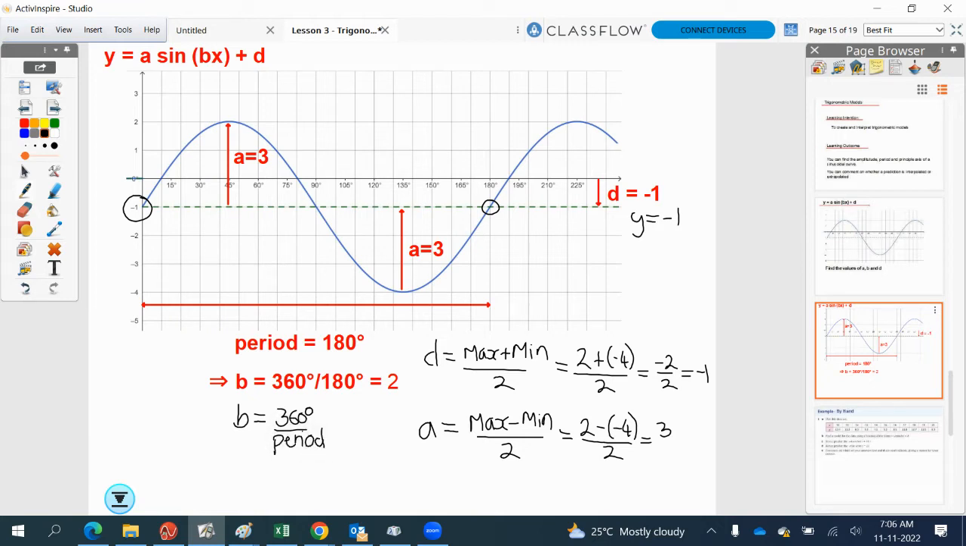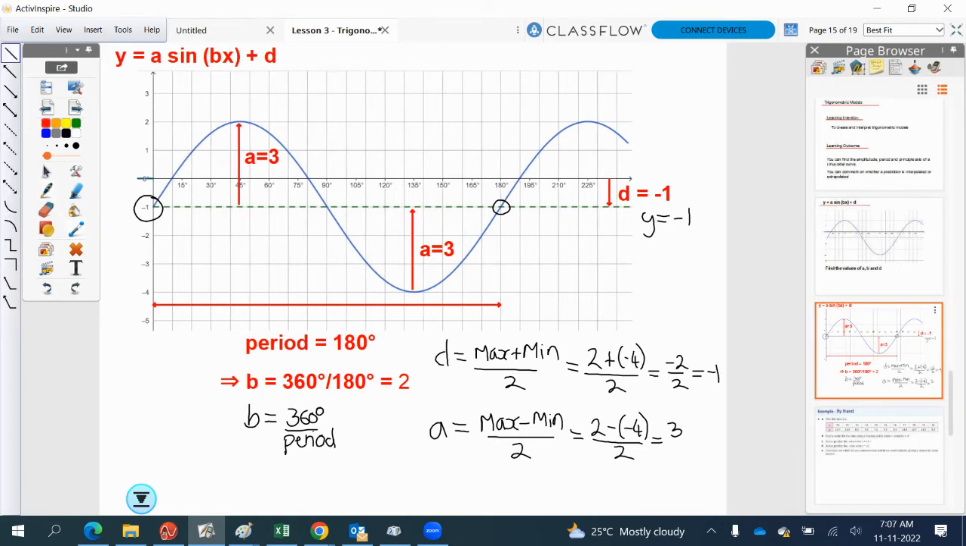You can't always find these 2 points if you don't have the principal axis, so often you have the maximum and minimum. So you can find the period in a few different ways. The period can be found as the distance between 2 maxima. So the distance between 2 maxima will give you the period. Here we have 225 minus 45, which is 180.